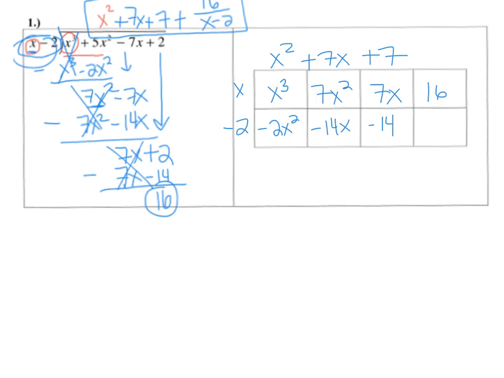And I work backward and think x times what gives me 16. But I can't, it's not a whole value, so I know I'm at my remainder. So I say plus whatever's in this final column is your remainder. It's just 16. So we put that over the divisor, which is x minus 2. So that you get your final answer, x squared plus 7x plus 7 plus 16 over x minus 2. Exactly what we got by doing it the polynomial long division method.